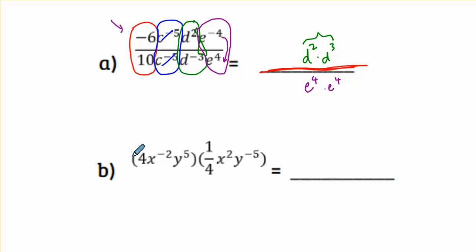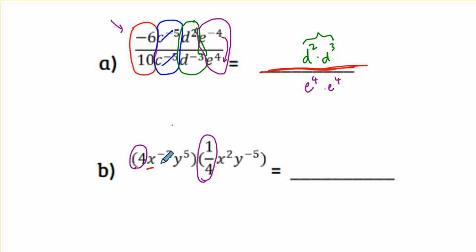All right, moving on to B. I'm going to keep on with my color-coded theme here. I'm going to deal with the numbers first, the coefficients. So I have 4 and I have 1/4. And I'm multiplying those together like I always have. These are just regular old numbers. Okay? So I want you to think about what happens when you have 4 times 1/4. What happens there? That's going to be your number that comes in first.